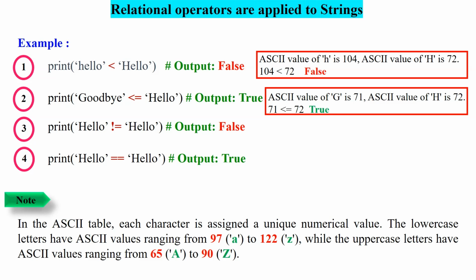In the fourth example, it compares two string literals, hello and hello, using the equal to operator. Since both strings have the same sequence of characters, the expression hello equal to hello evaluates to true. The equal to operator returns true when two values are equal, and false when they are not equal. In this case, the strings are indeed equal, so the output will be true.